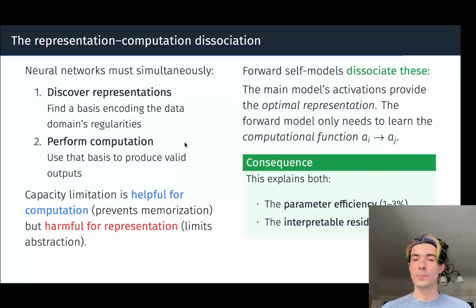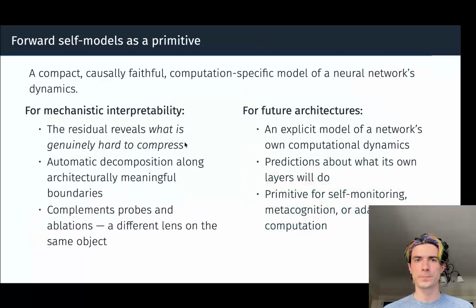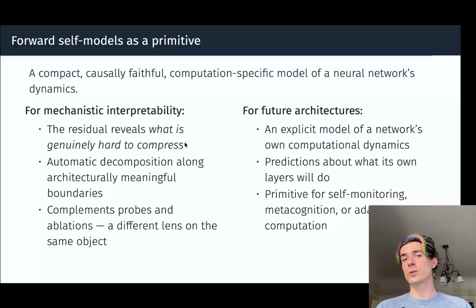I think this explains both the parameter efficiency of the forward self models. You're learning a compressed basis with a dramatically smaller number of parameters in some cases than even the intervening layers of the main model that you're modeling, as well as the interpretability of the residuals. Insofar as we are modeling the computation directly, you would expect that to have interpretable results. And I think that's pretty exciting. So I think this has applications for both mechanistic interpretability and for potential future architectures here.